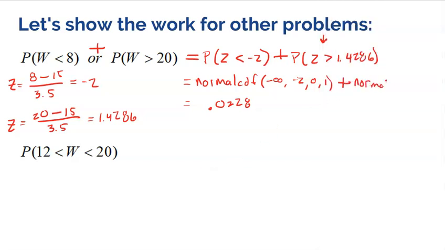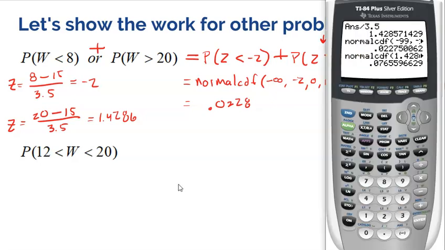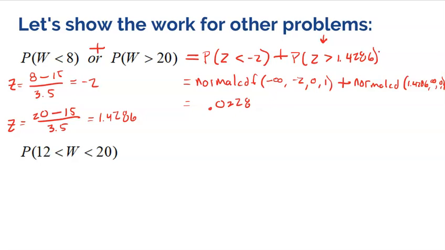That's a normal CDF. And again, that's going from 1.4286 to infinity, with a 0, 1. Sorry, I got to kind of squeeze that in there. And again, the actual answer to that is 0.0766. So I'm going to add to that 0.0766. So again, here's the probability that I'm less than 8. Here's the probability that I'm more than 20. Now I just got to add those two values together.